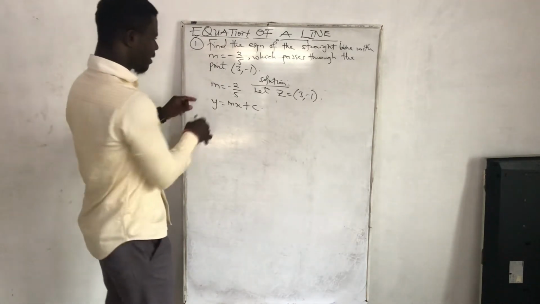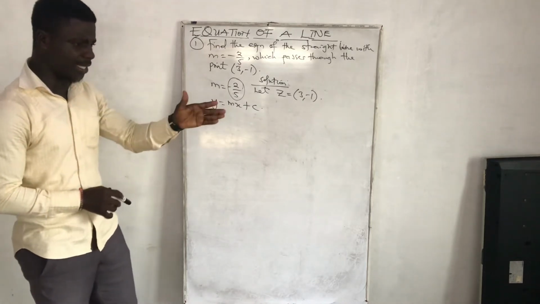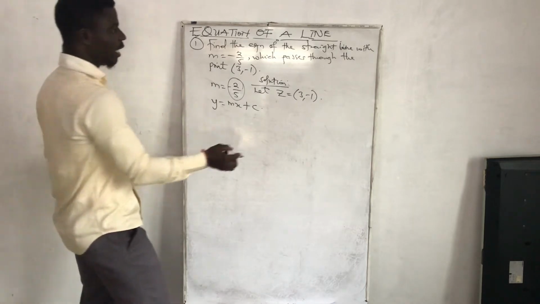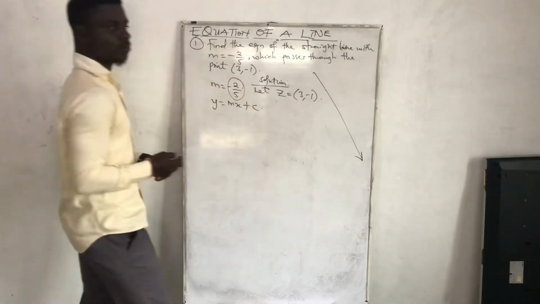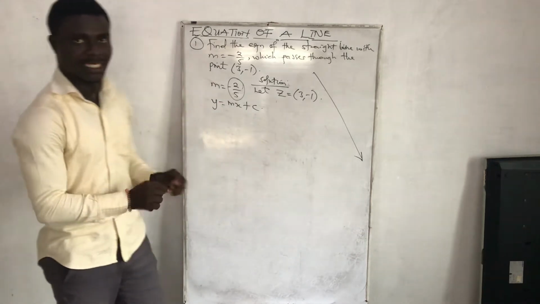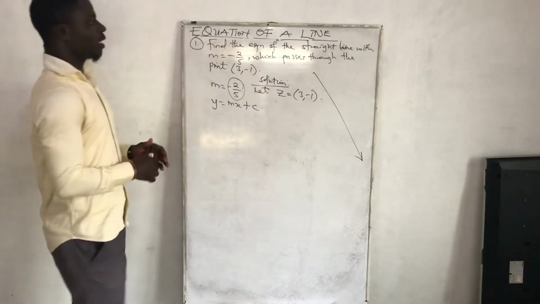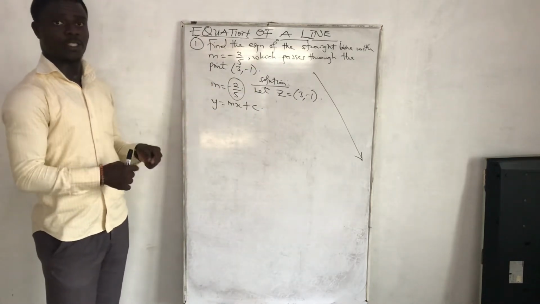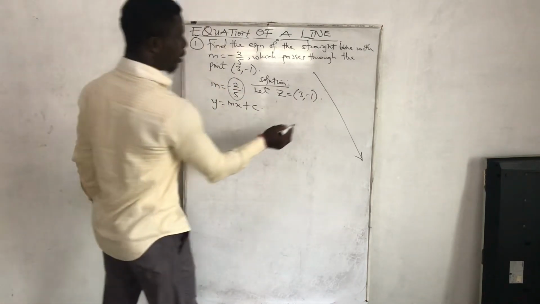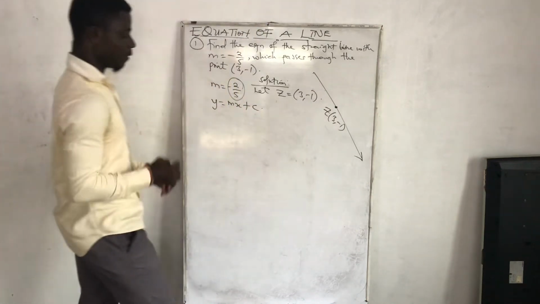So it means that with the gradient given, I can know whether my line is increasing or decreasing. Because the gradient is negative, the line is decreasing. That's a downward slope. Then the question has given us only one point on the line, which means that this line passes through that point. So let's say point z is here, which is 3, -1.